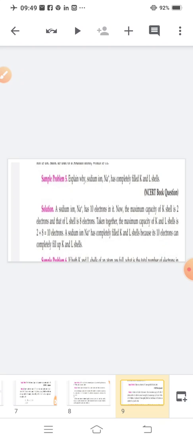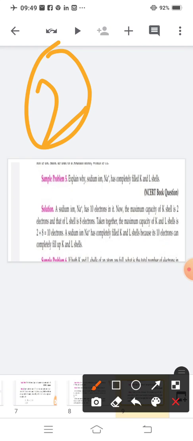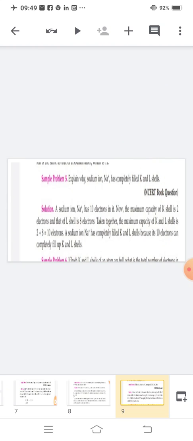Explain why sodium ion Na plus has a completely filled K shell. Why? Because the maximum capacity of the K shell is 2, so 2 electrons are there, and the L shell is 8, so 8 electrons are there. Clear? So that's why they are completely filled up.